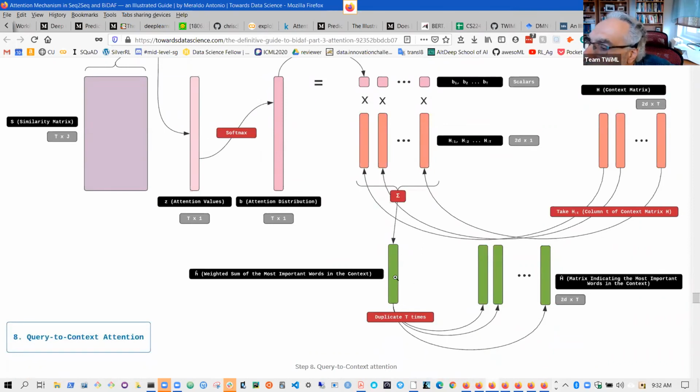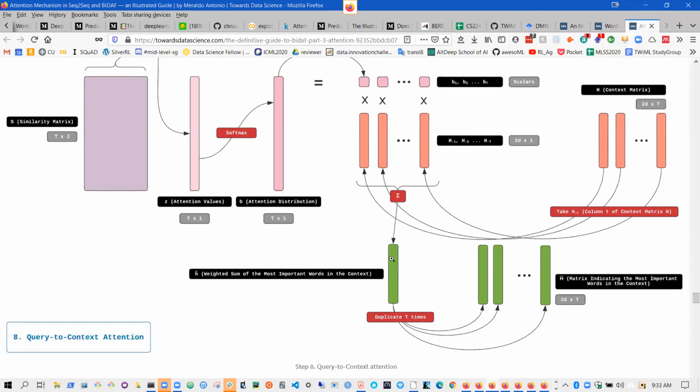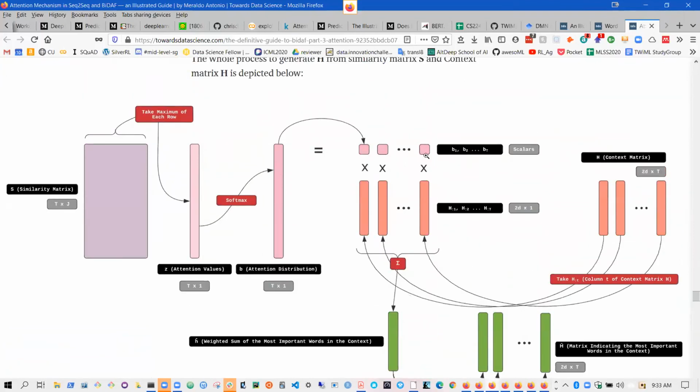We duplicate this vector T times; T is the number of context words in the Medium article. Weighted sum of the most important words in the context. So this might be our... I don't understand. You have to multiply the scalars by the individual vectors and sum to compute the actual attention distribution. So that's what he does up above, where he shows each of those scalar values multiplying each of the vectors, and then you sum them to get your single column. Oh, okay, that's right. Okay, right.